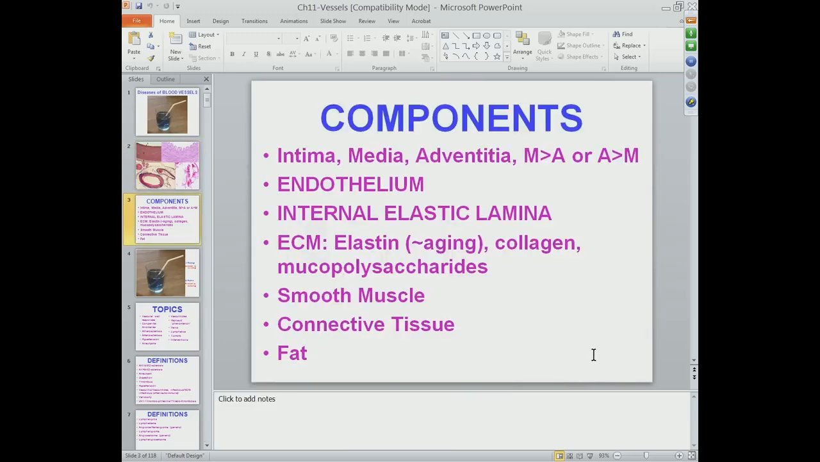So here are the components. You have your intima, media, adventitia. In an artery, the media is generally thicker than the adventitia. In a vein, the adventitia is generally thicker than the media. That's a rule of thumb.